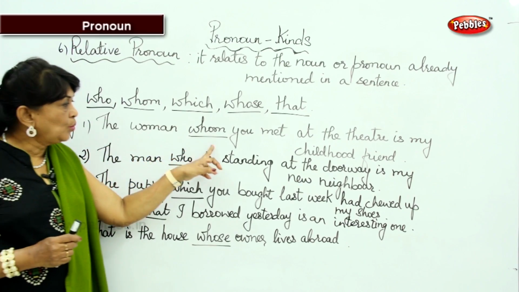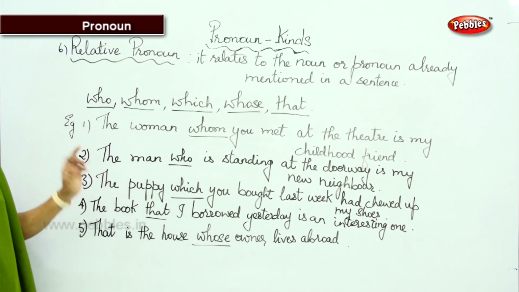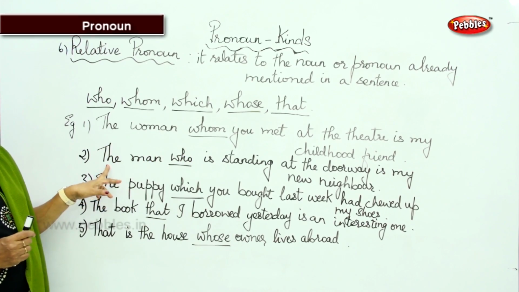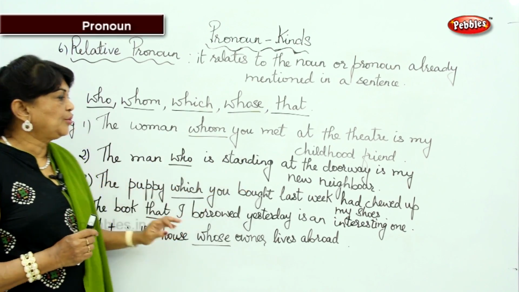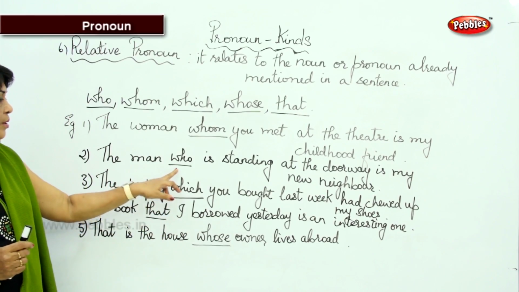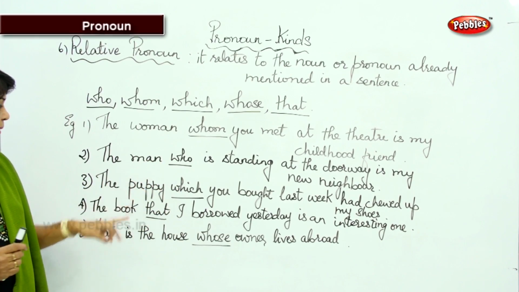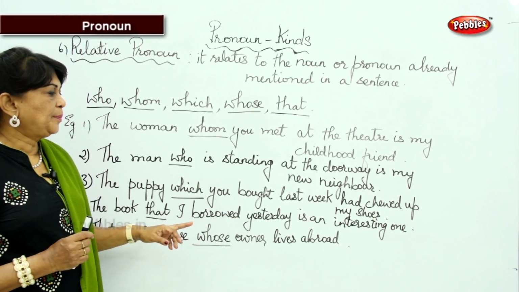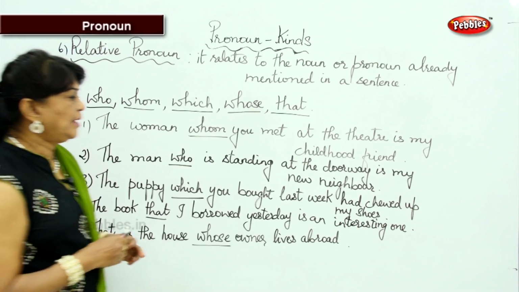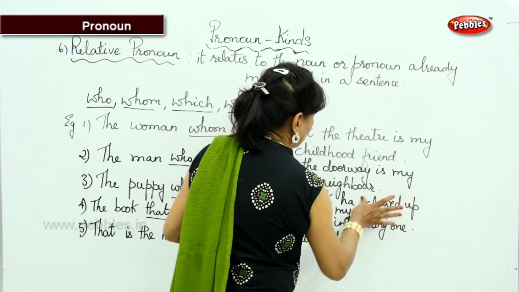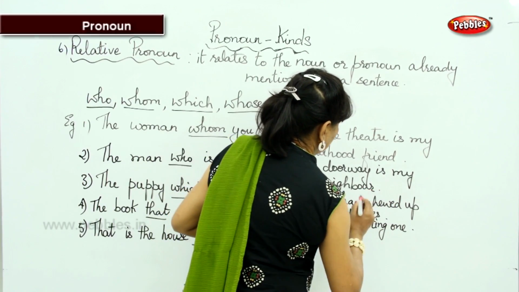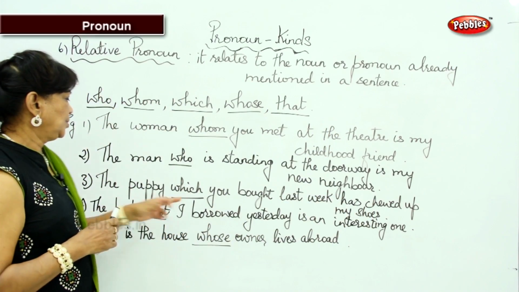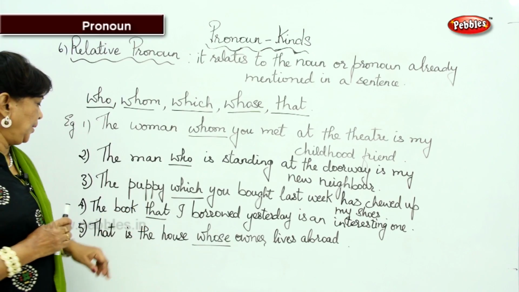The woman whom you met at the theatre is my childhood friend. So, whom refers to the woman. The man who is standing at the doorway is my new neighbor. Who refers to the man. The puppy which you bought last week had chewed up my shoes. Had or has, okay, we can mention anything here. Has chewed up my shoes. So, which refers to the puppy.